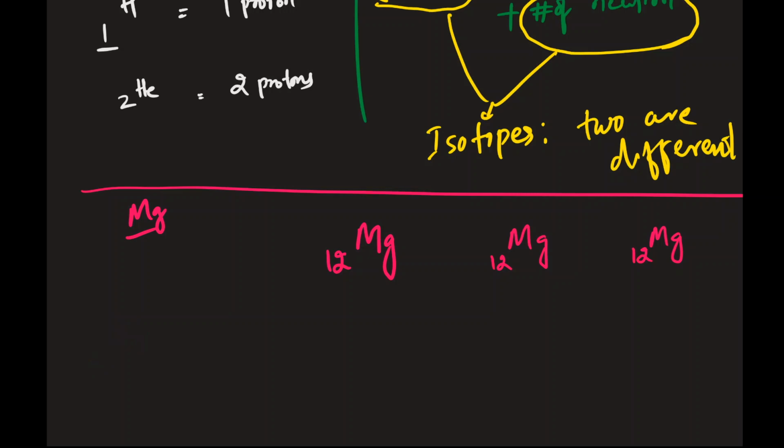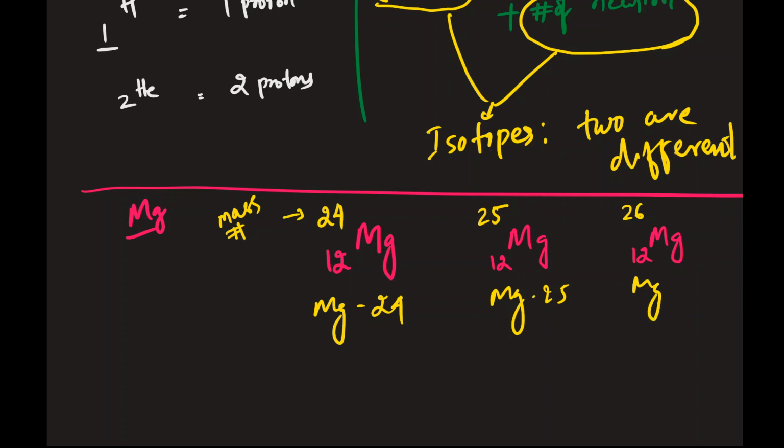Okay, so magnesium has 3 isotopes. What changes in isotopes? The number of neutrons, or the mass number. Magnesium has one isotope where its mass is 24. The top number is our mass number. So it's 24. Another one is 25. Another one is 26. You can call these magnesium 24, magnesium 25, and magnesium 26. This is how we usually name isotopes. They are called Mg24, Mg25, Mg26.